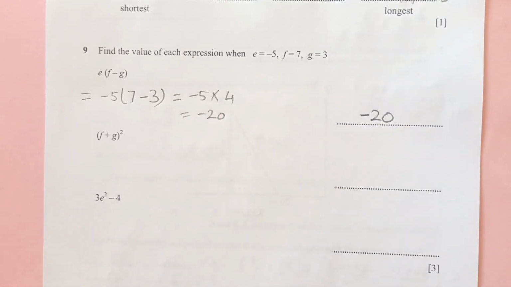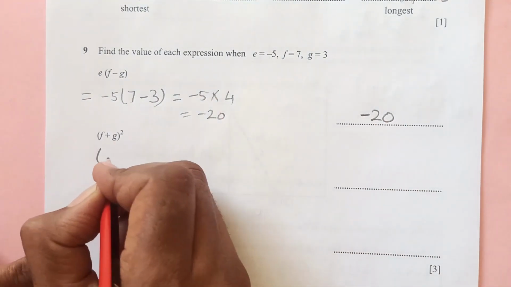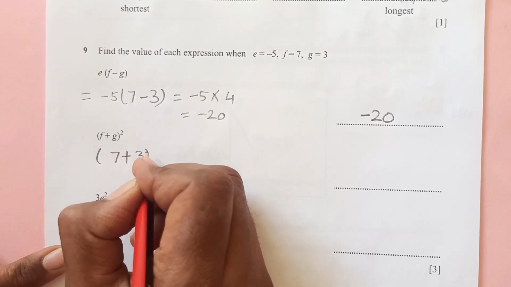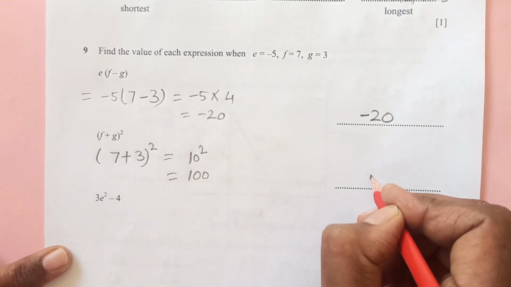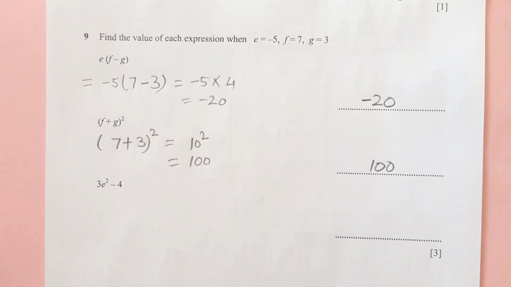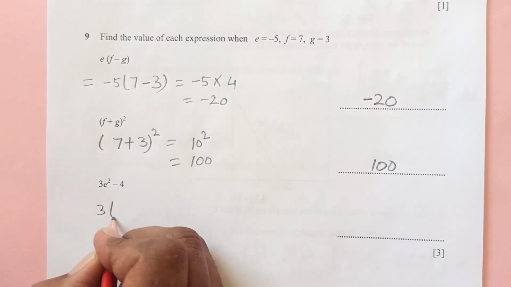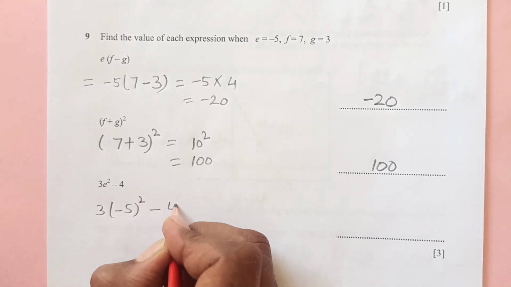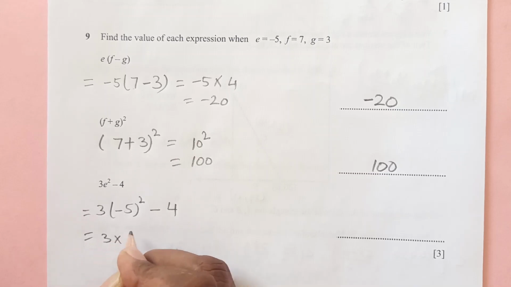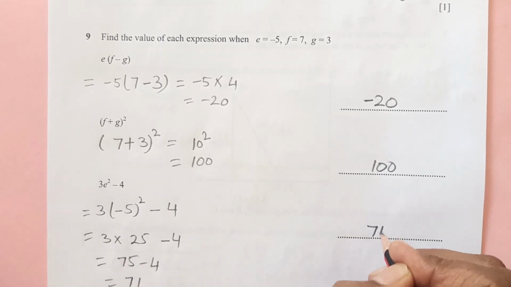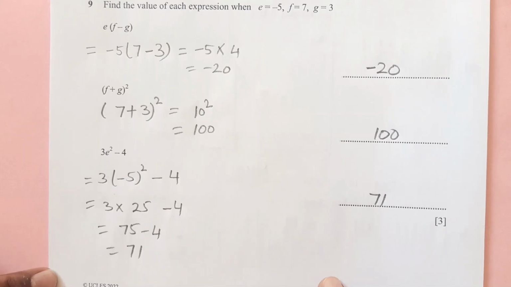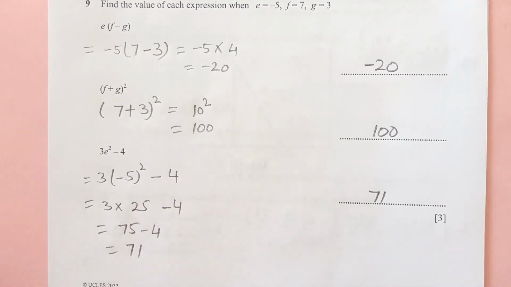Minus 20, right? Now the other one here is (F plus G) squared. F is 7, G is 3 and then square. 7 plus 3 is 10. 10 squared is 100, right? Now 3E squared minus 4. E is -5, so 3 times 5 squared is 3 times 25, that is 75, minus 4, that is 71, right? So this was an easy question, but be sure about the signs when you do the calculations.